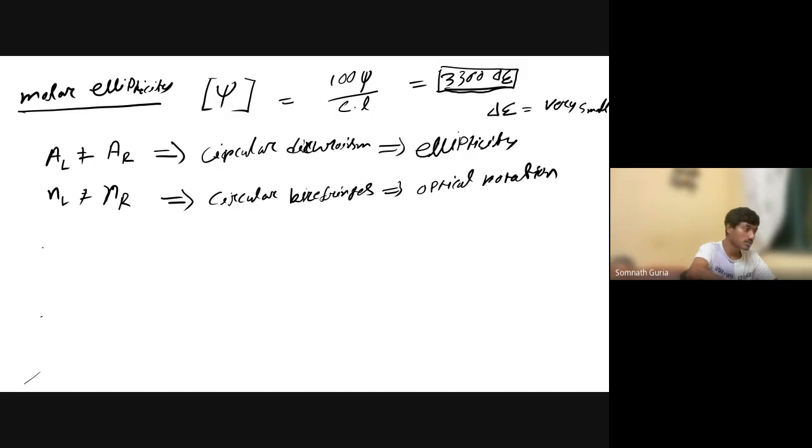Now the question is, can both of these things happen at a single time? Is it possible? Yes, it is possible. When the two phenomena happen simultaneously, we get optical rotation as well as ellipticity in the molecular system.